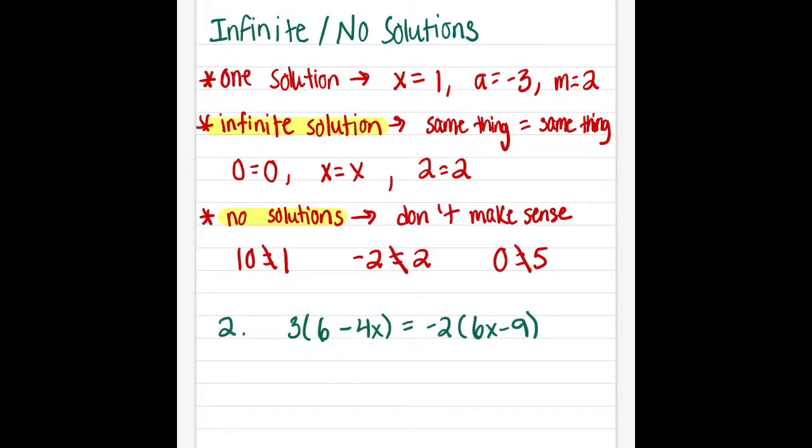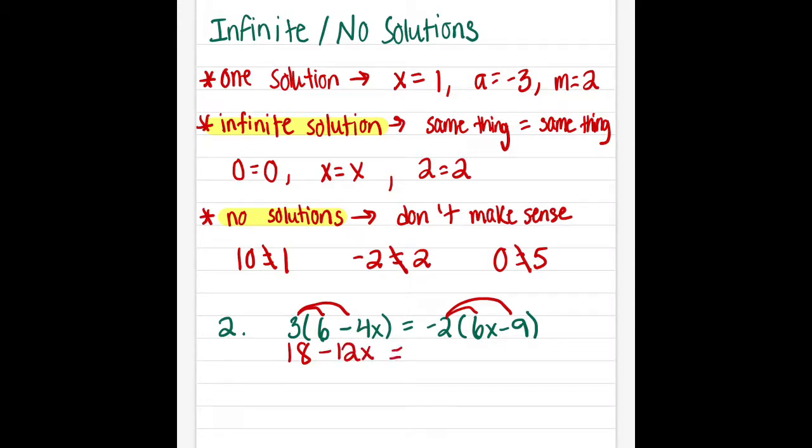Here we have our second example that we're going to go through. So as you can see, we need to do some simplifying at the beginning by using our distributive property. So we are going to distribute on both the left and also the right side of the equation. So we need to do 3 times 6, which is 18, and 3 times negative 4x, which is negative 12x.